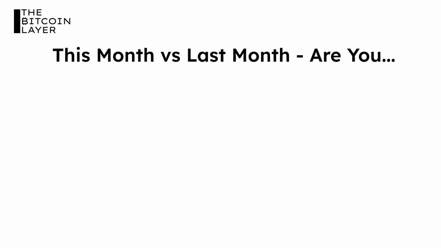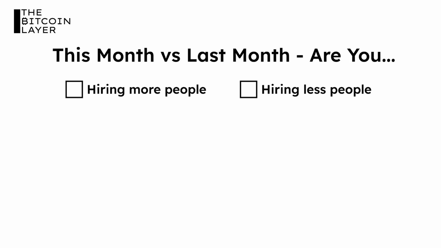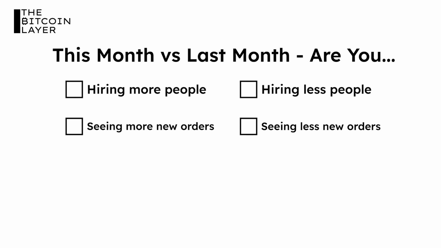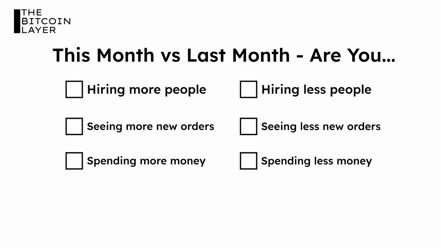So these survey operators conduct these purchasing manager index surveys in which they're asking managers, hey, this month versus last month, are you hiring more people or less people? This month versus last month, are you seeing more new orders for your products or less new orders? And what about the prices that you've paid for inputs for your products? Are you spending more money or less money than last month? There are several more questions. All of this data is compiled into this one number that represents how the economy is expanding or contracting.